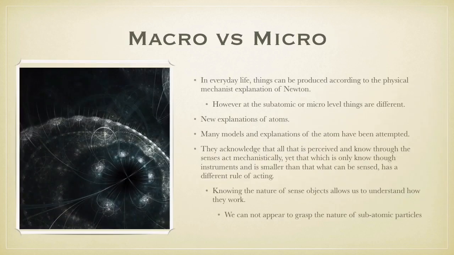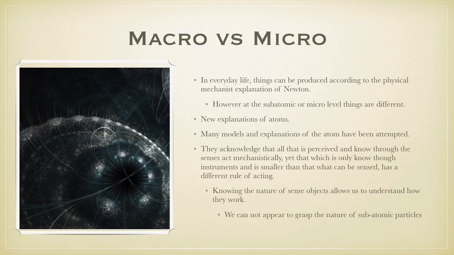The perceived world or everyday life is a place where we can experience and encounter things, and is also referred to as the macro world. Here, things can be explained according to the physical mechanistic explanation of Isaac Newton. However, on the micro or subatomic level, things are very different.